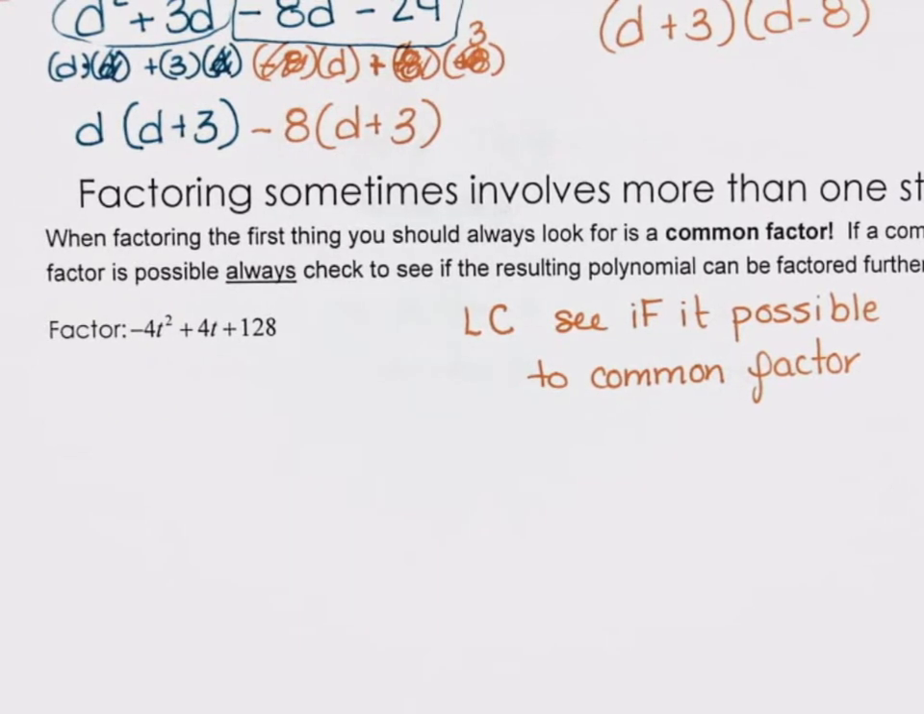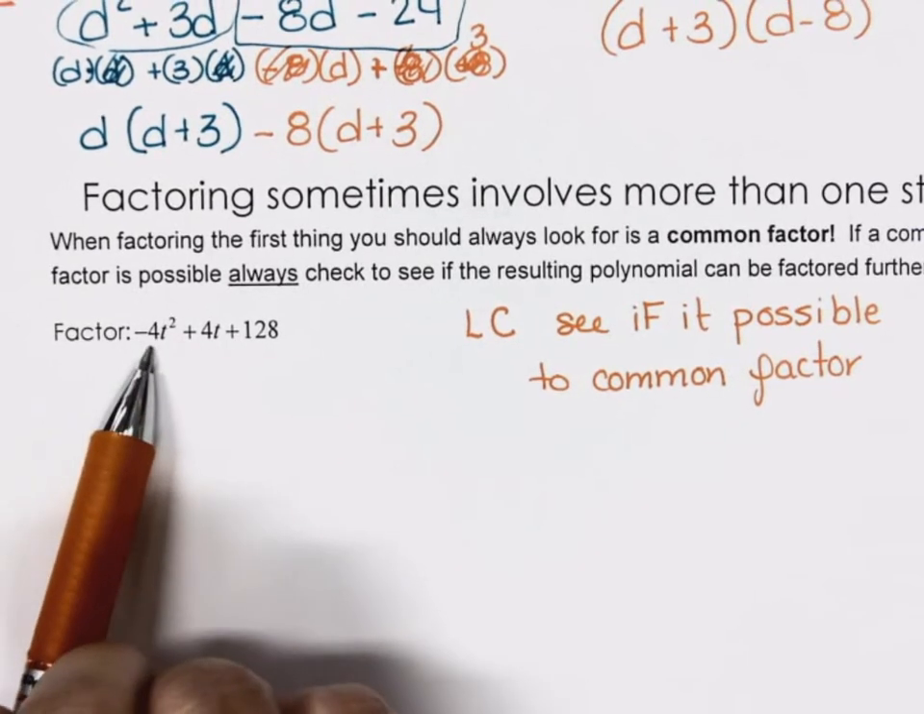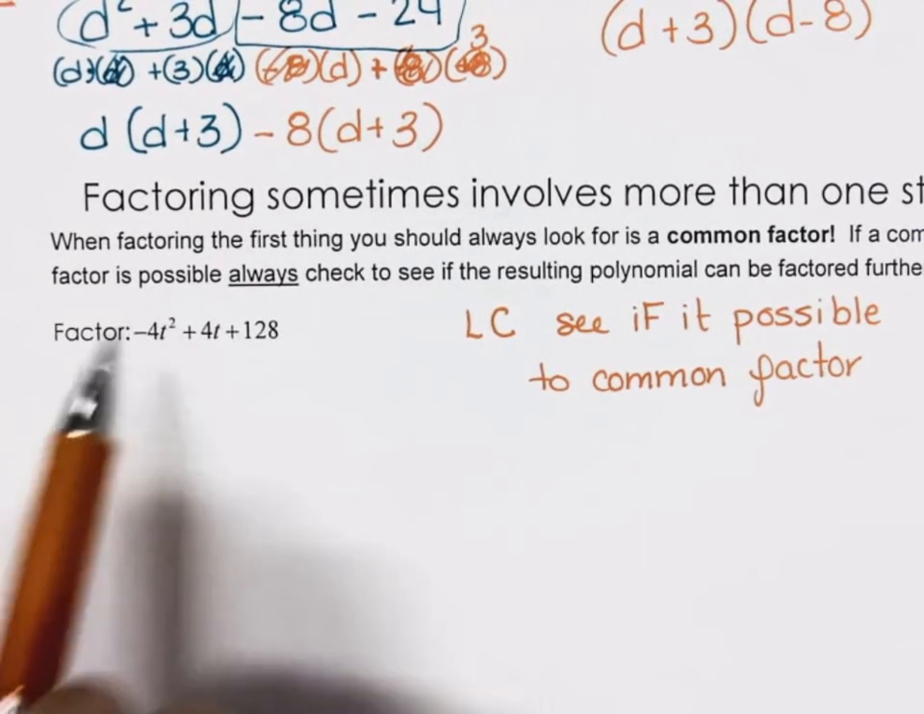Okay, it's a -4. Can I take a -4 out of everything?